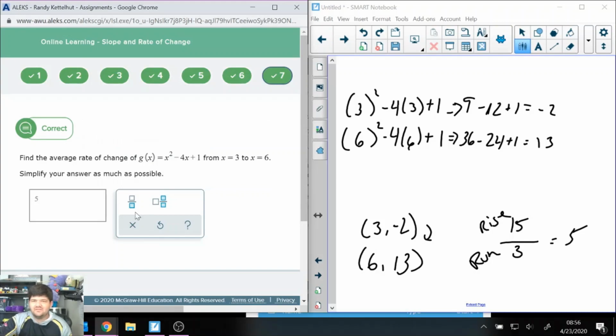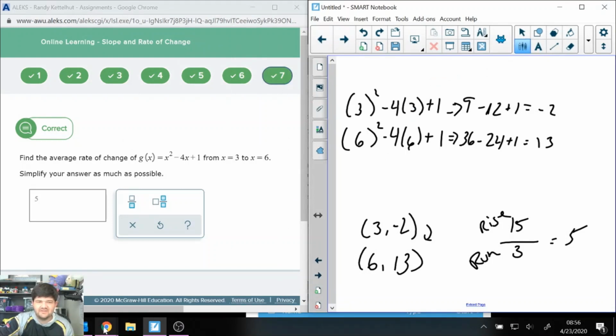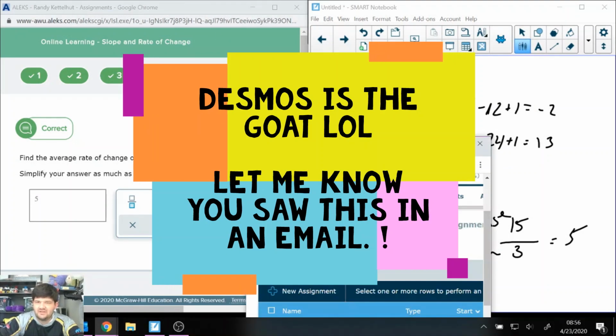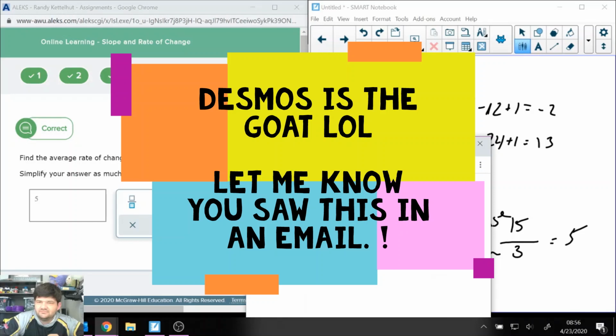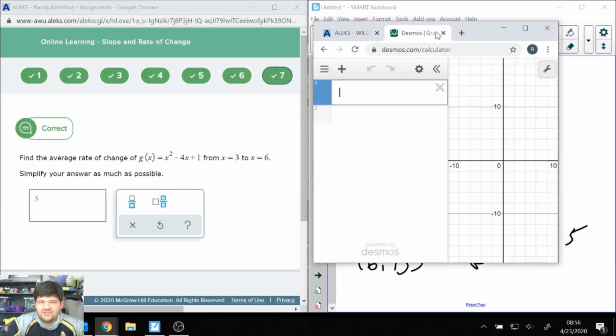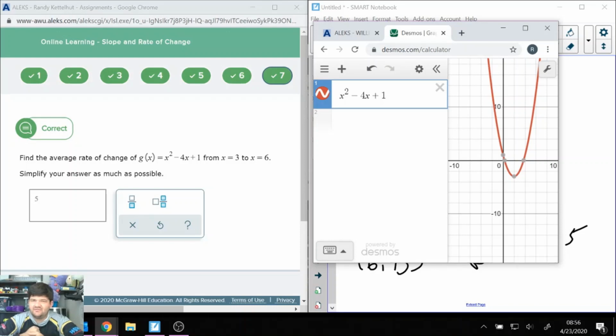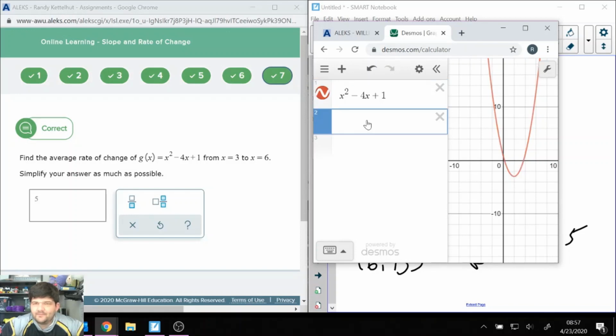Now, maybe cheese would be a Desmos option. Let's see if Desmos will cheese this for us. Desmos. So to cheese it, quote unquote, on Desmos, you could do a handful of things. First, you're going to type in the equation x squared minus 4x plus 1. So there's our graph. The points that we're worried about are x equals 3 and x equals 6.